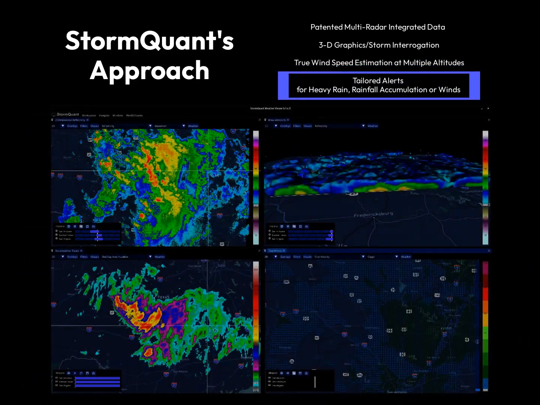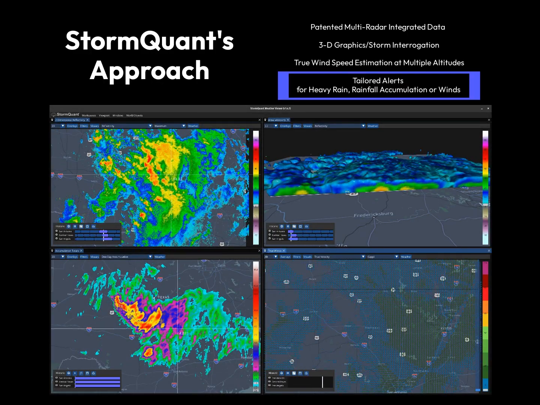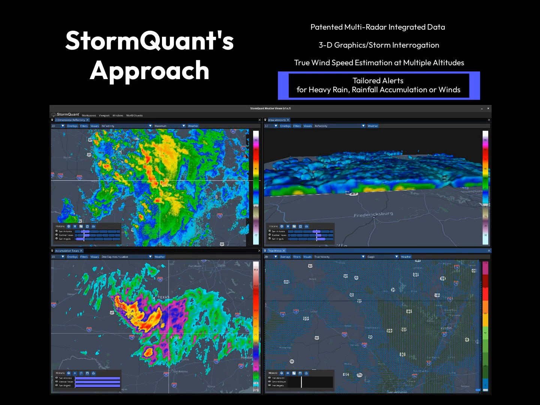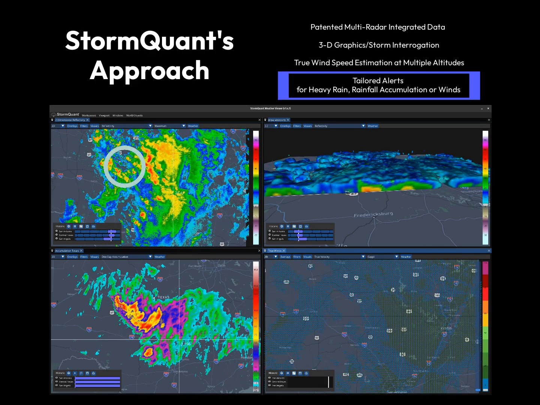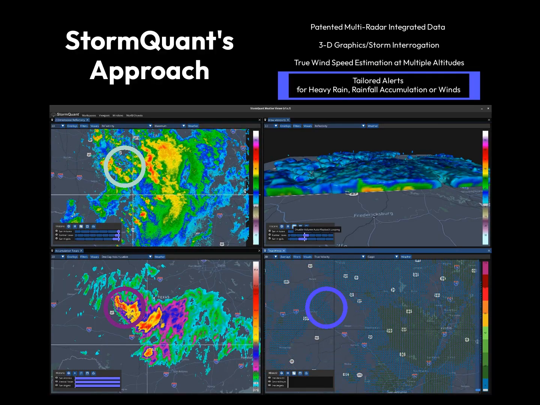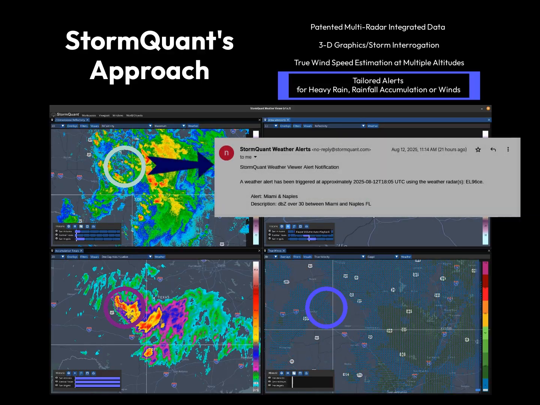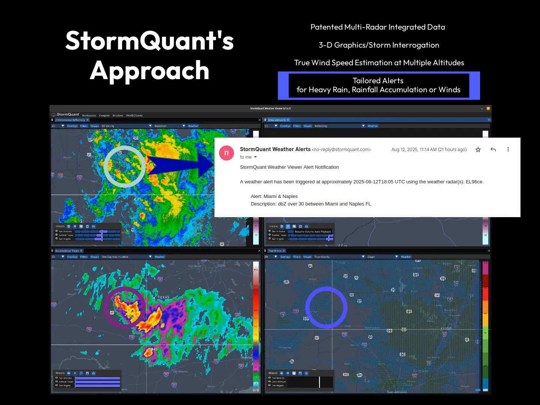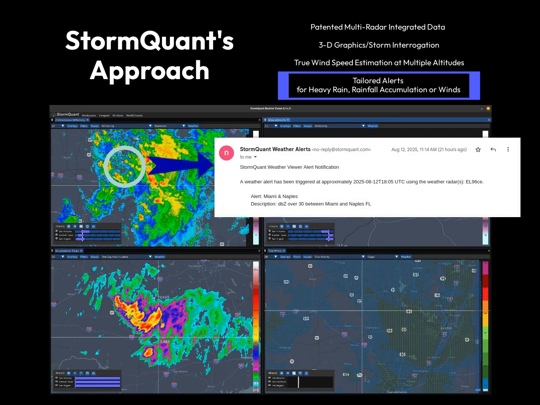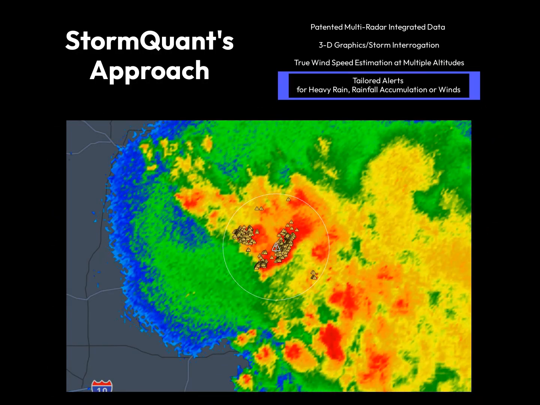StormQuant's custom-tailored alerts allow the user to choose a specific geographic area and have the system autonomously monitor for heavy rain, hail, rainfall accumulation, or excessive winds. If any selected weather parameter exceeds the set threshold, the system can send emails targeted to specific personnel or organizations for safety or security response. An example is shown here during the Central Texas floods.